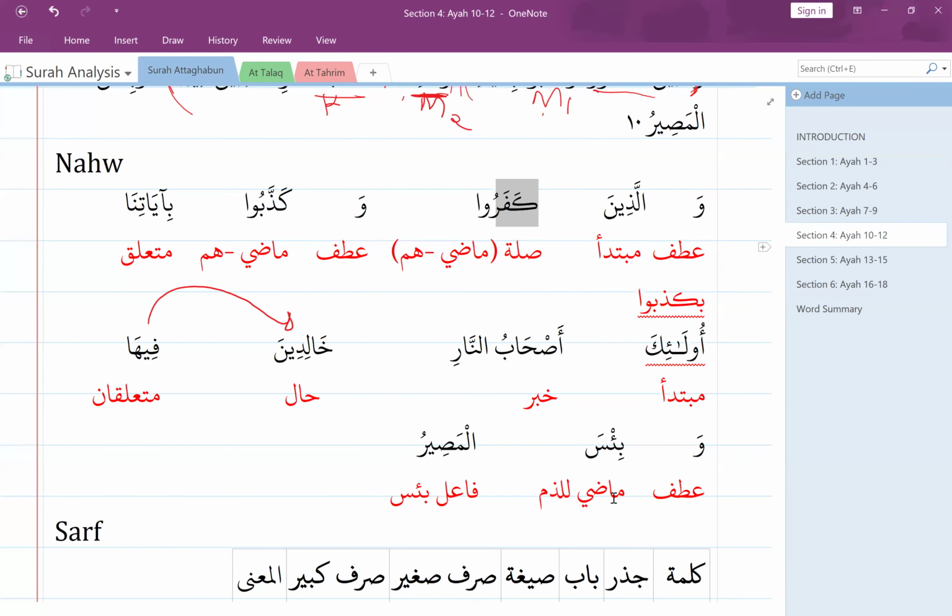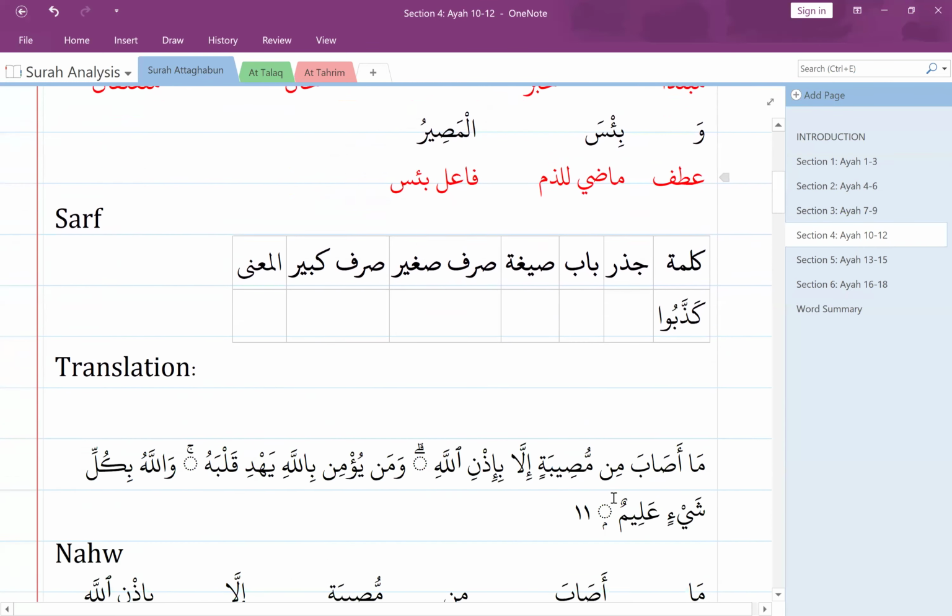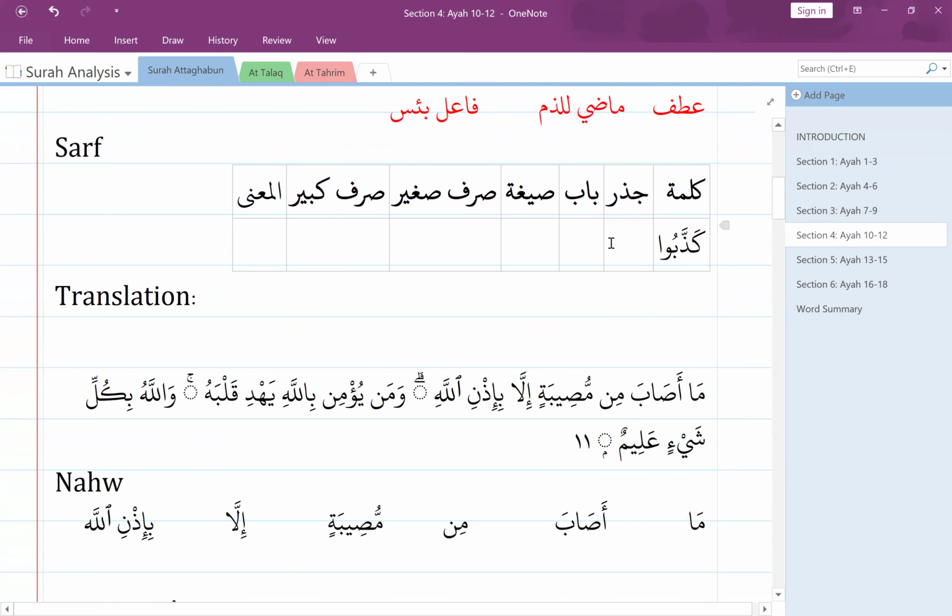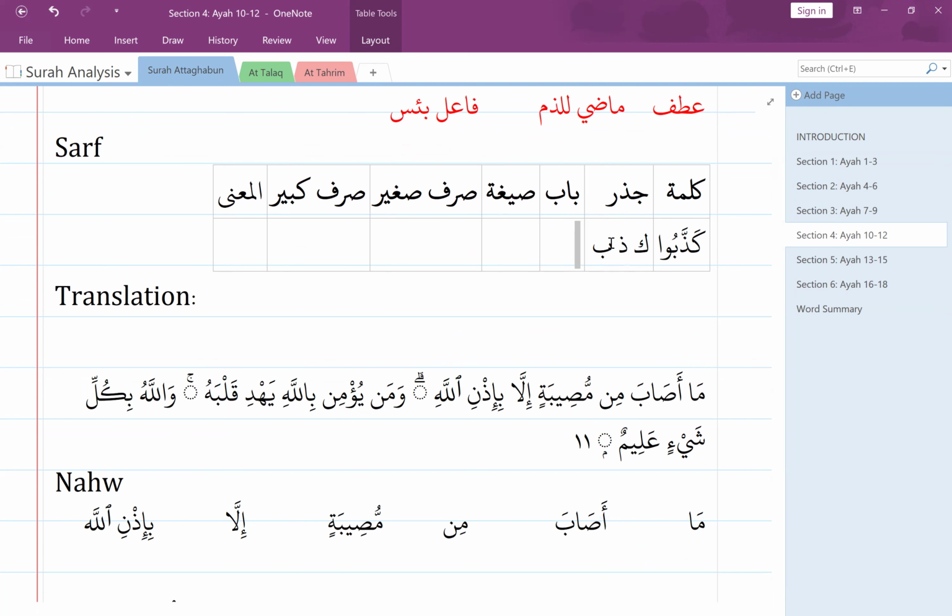Okay, so let's go back to this. So for sarf, we only have one word, which is kadhabu. Kadhaba. So this is from family 2. Kadhaba yukadhibu, takziban. Sigha, this is fi'l madi. Yes. Jama. So sarf saghir: kadhaba yukadhibu.